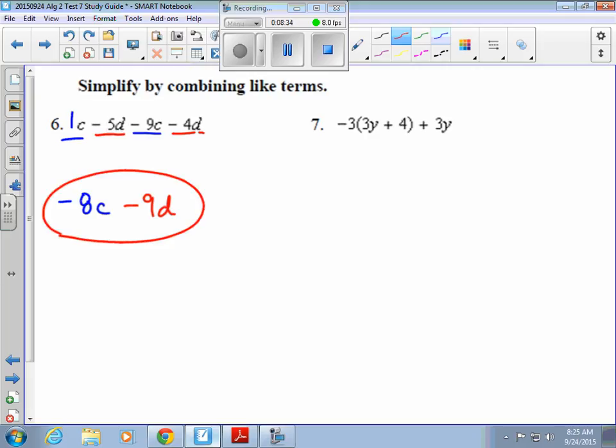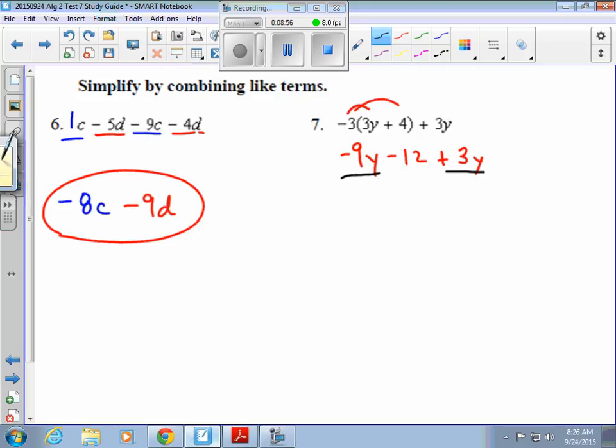Negative 3 times 3y plus 4, plus 3y. Distribute. Negative 3 times 3y is negative 9y. We distribute because we know we have to do My Dear before we do Aunt Sally. You have to multiply. Negative 3 times 4 is negative 12, plus 3y. Put your like terms together. Negative 9y and positive 3y.